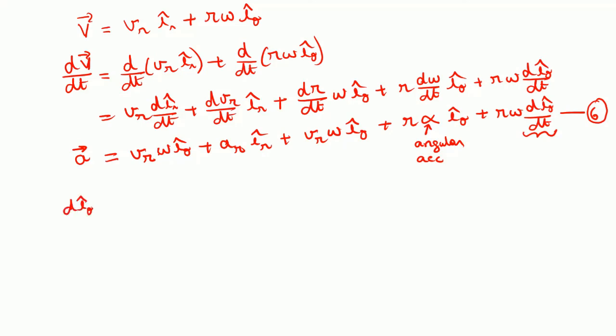Now when you say dE theta by dt, I can write this as dE theta by d theta into d theta by dt. Or this can be written as d theta by dt is omega, into dE theta by d theta. Correct? Now what is dE theta by d theta?